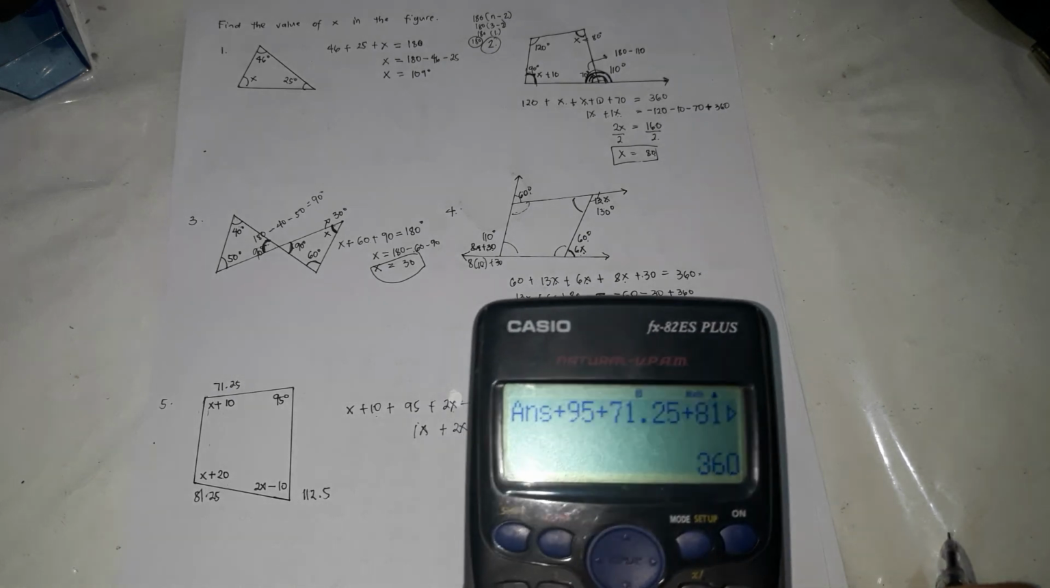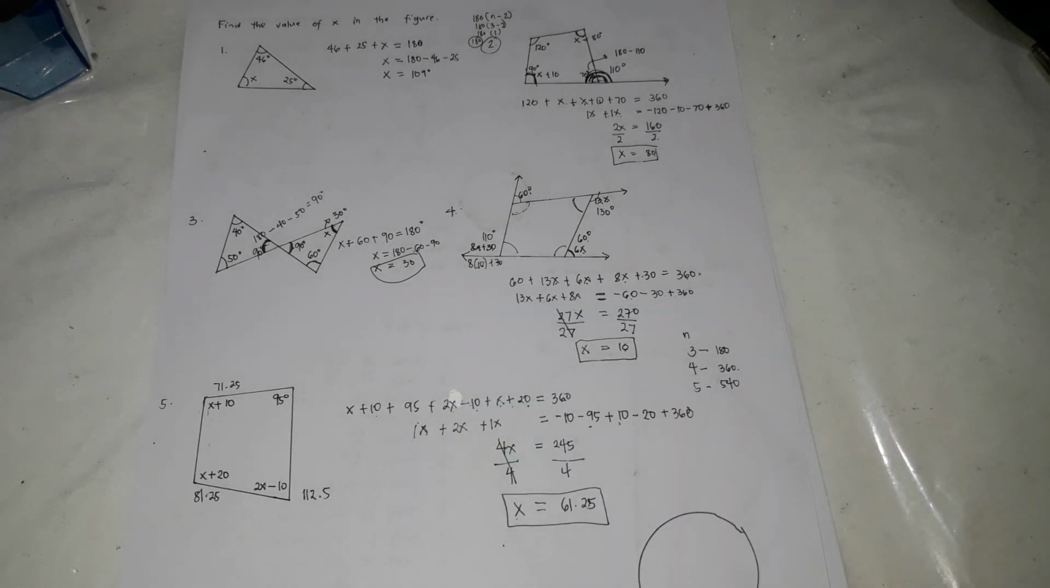So 112.5 plus 95 plus 71.25 plus 81.25 is 360. So we get the correct answer. So if you add them, that's 360. So we get the correct answer. So that's it for solving for x in the figure, or solving problems involving polygons.